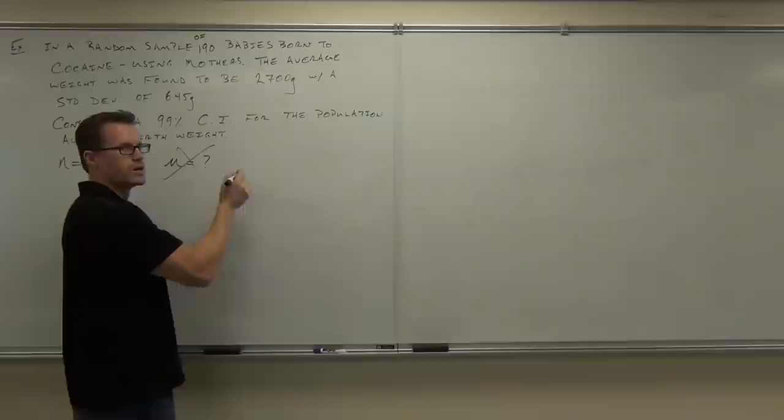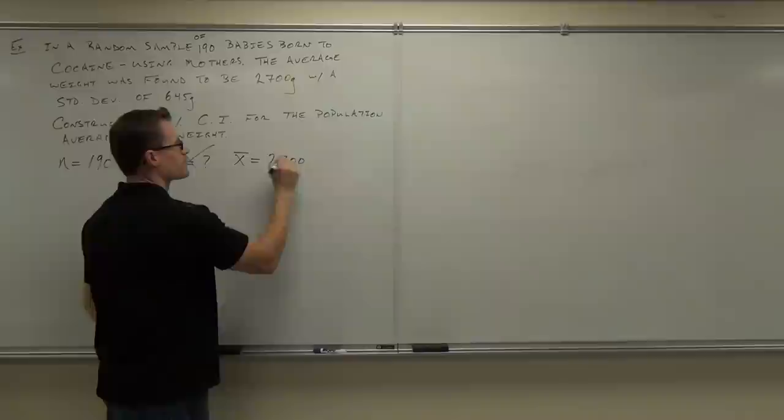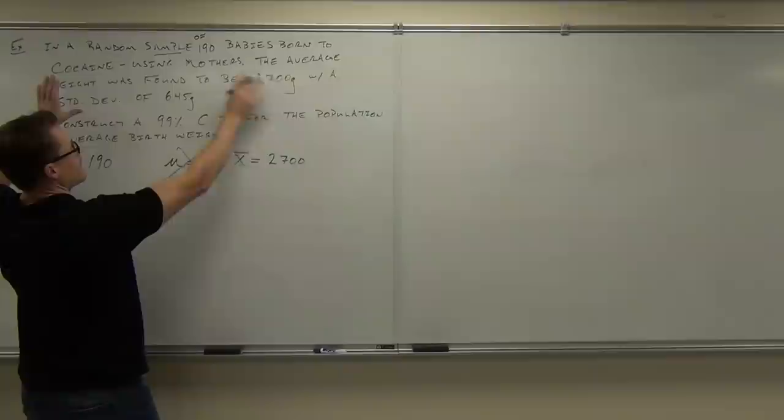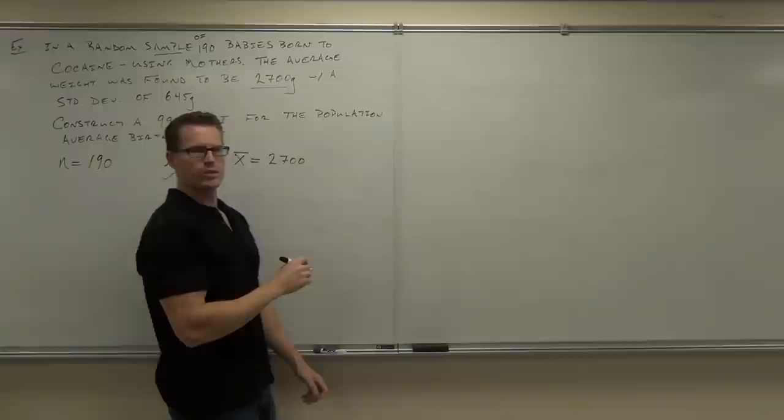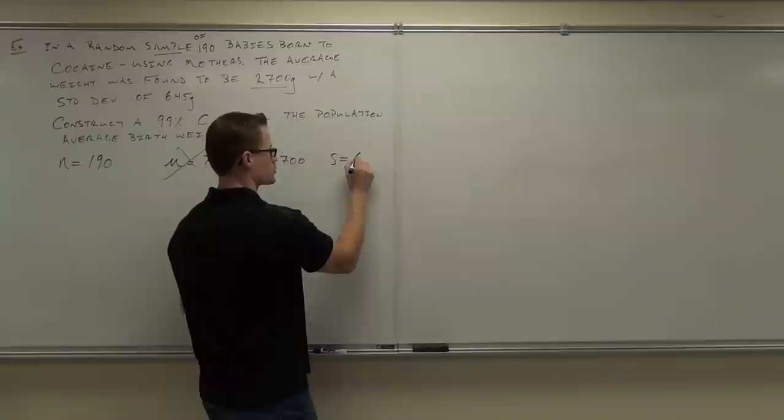What do we know? How much is x bar? And of course that came from the sample. The average was 2700. And you said we knew sigma or we knew S. Which one? S. Sure. The 645, that is our S.